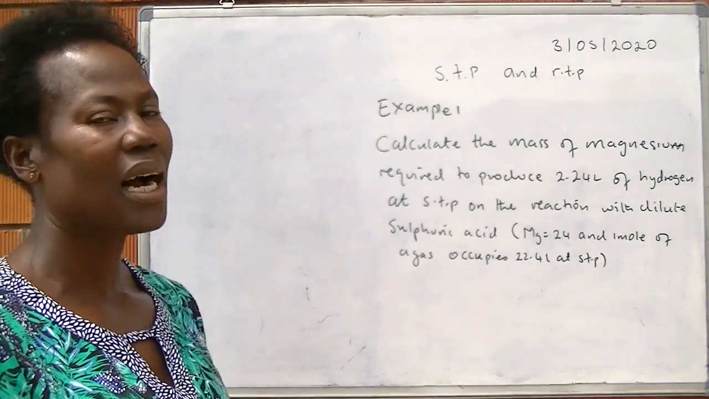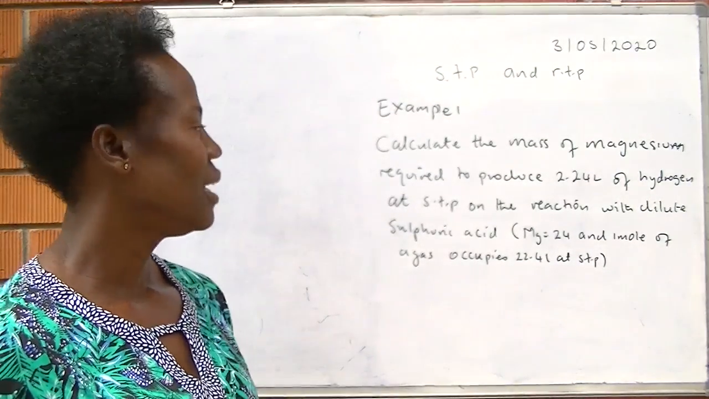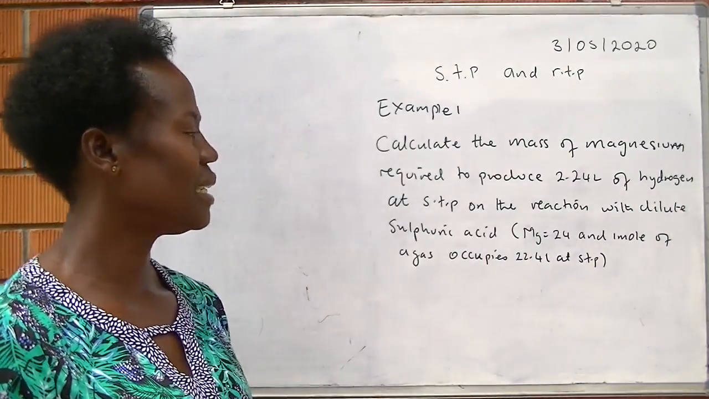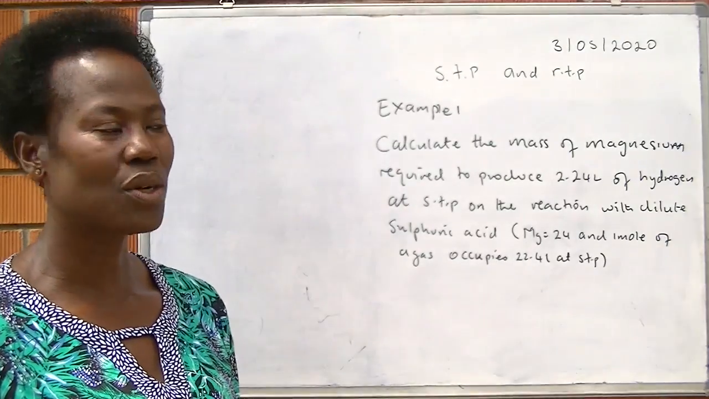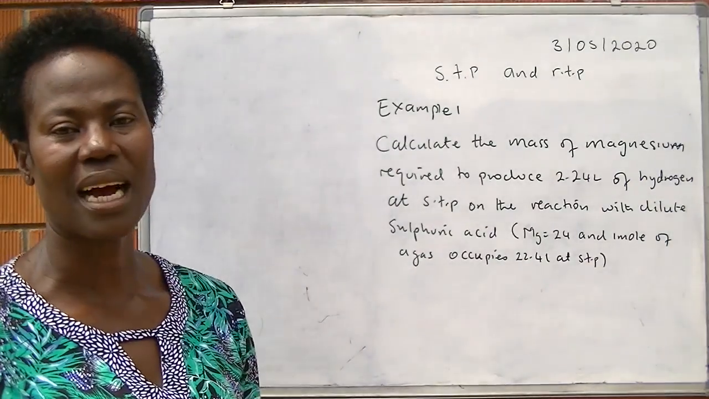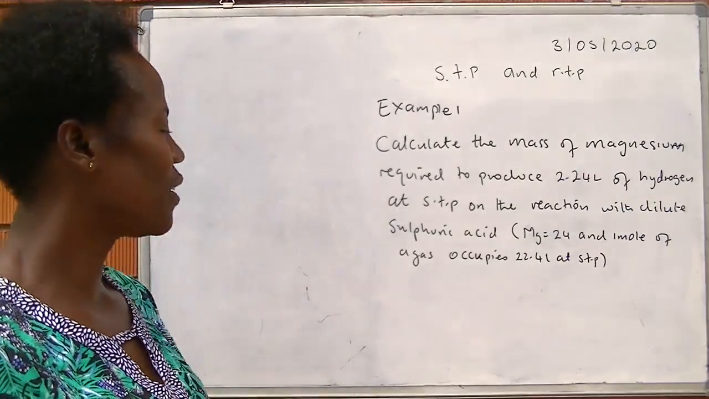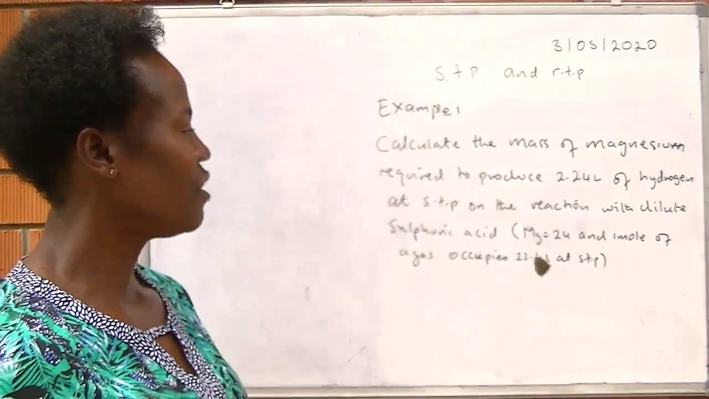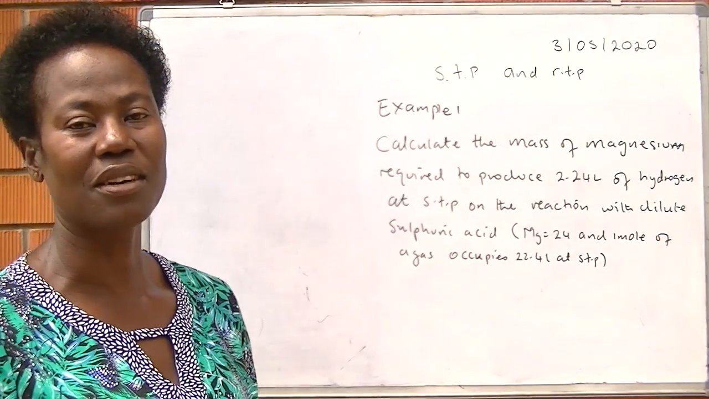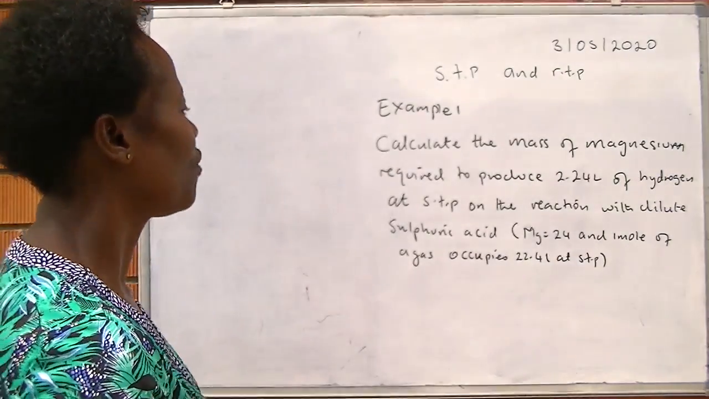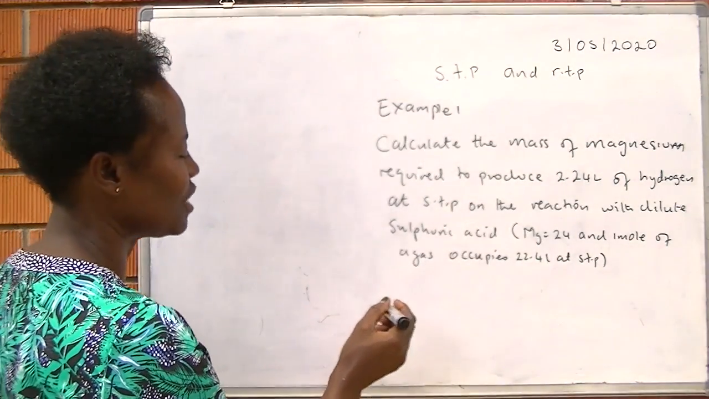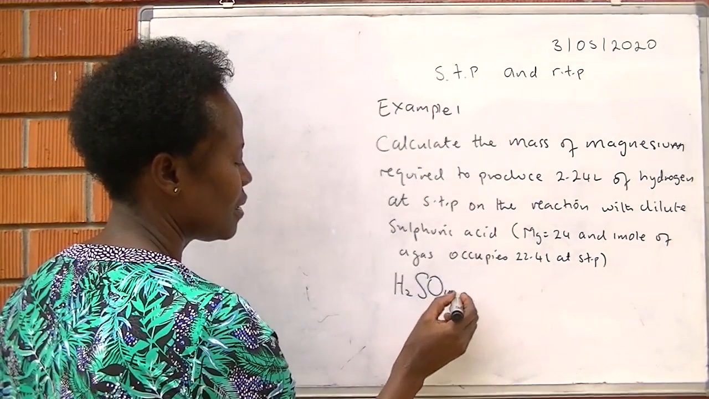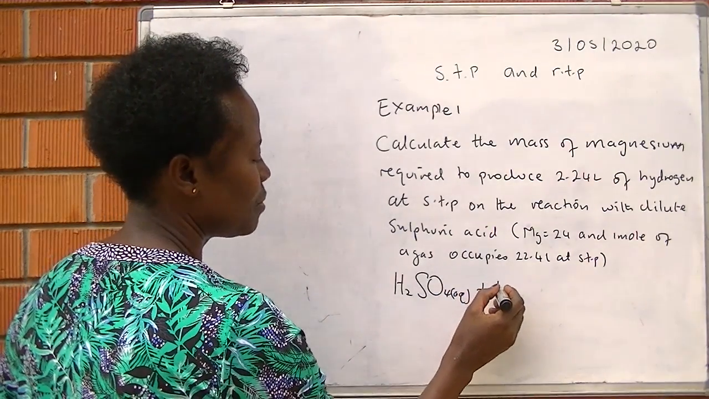Example 1. Calculate the mass of magnesium required to produce 2.24 liters of hydrogen at STP on the reaction with dilute sulfuric acid. Usually they remind you what a mole of a gas occupies, either at STP or at room temperature and pressure. If it is not under the question, it is usually on the first page of the question paper. So for this case, we have to write the reacting equation. Sulfuric acid reacting with magnesium.